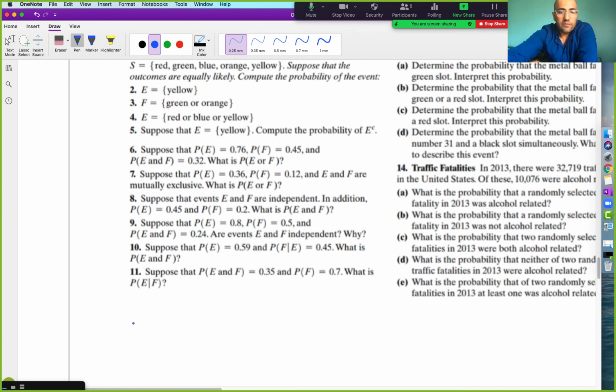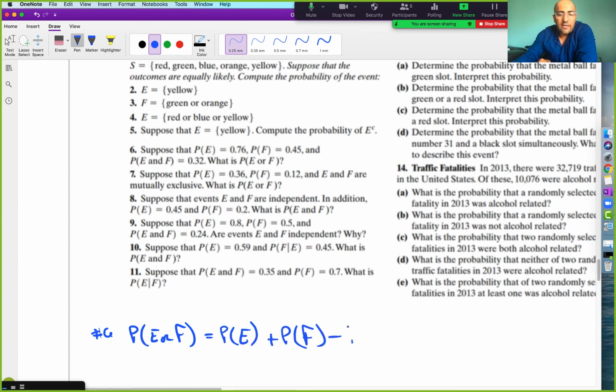Good. So let me write that one down. Number 6 is the probability of E or F is equal to the probability of E plus the probability of F minus the probability of E and F. Good. And all those values are given, so that should be nice and easy. This is 0.76 plus the probability of F, 0.45, minus the probability of E and F, which is 0.32. Okay, so that little arithmetic should tell you the answer to number 6.